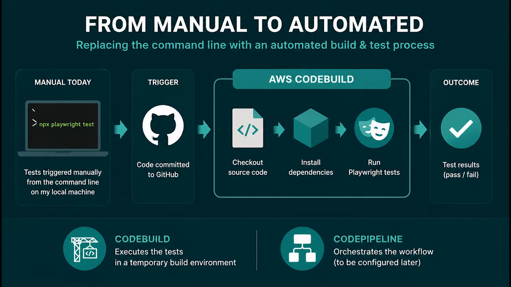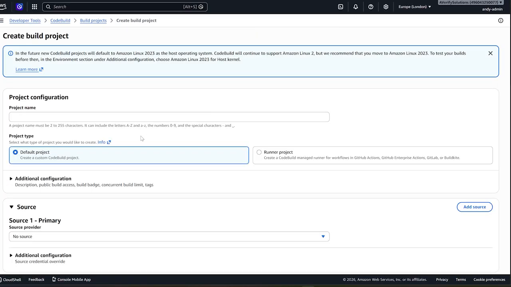CodePipeline is the workflow orchestration that we need to configure later, but first we need to configure CodeBuild, and then we'll bring everything together by connecting it into AWS CodePipeline. So I need to select CodeBuild and then select Create Project. The project needs a suitable name, so I'll start by adding that.